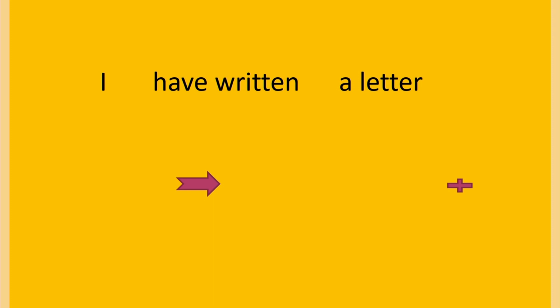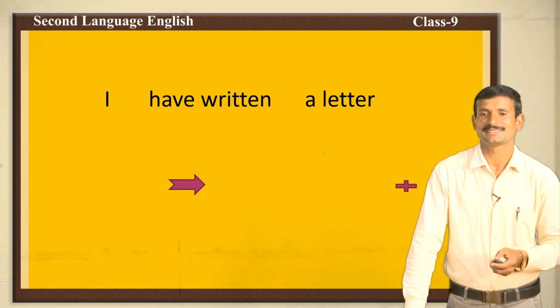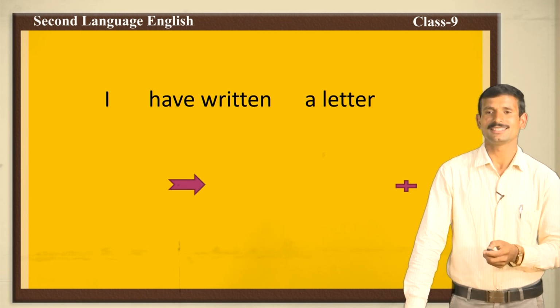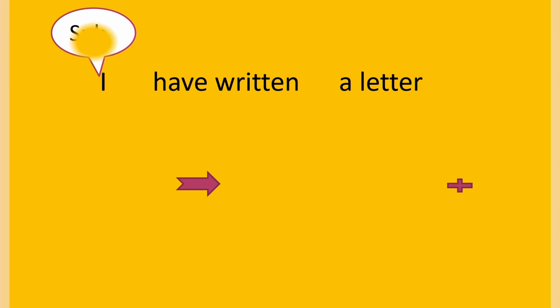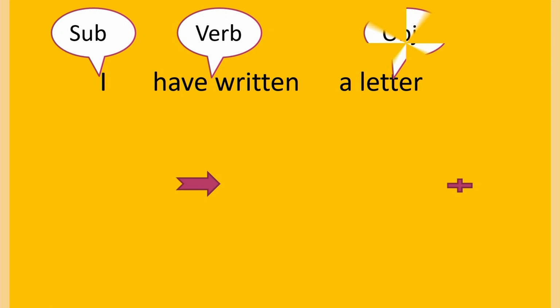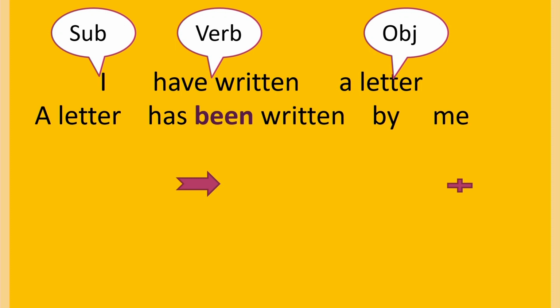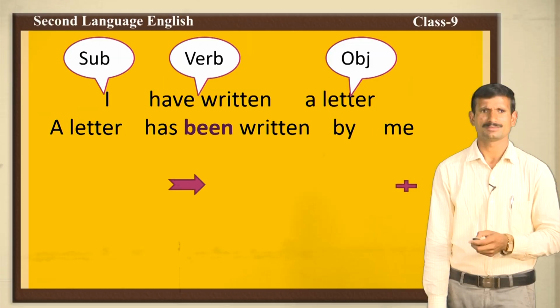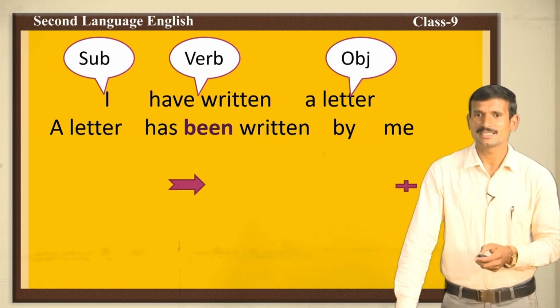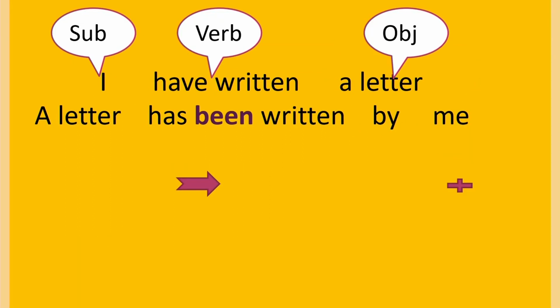Now, let us move to the perfect tense, present perfect tense. I have written a letter. Here the subject is I, have written is the verb. A letter is an object. Now, you can change. A letter, yes, comes to the subject place, has is used. Yes, what is there? Been, very good, been is there. Why should we use here the word been? Because to show the past participle form, we should use been here.